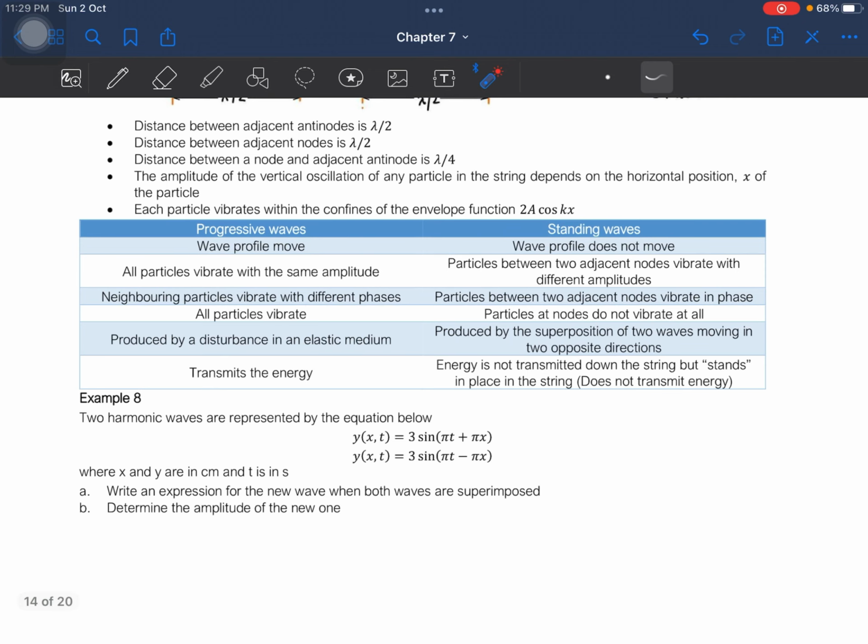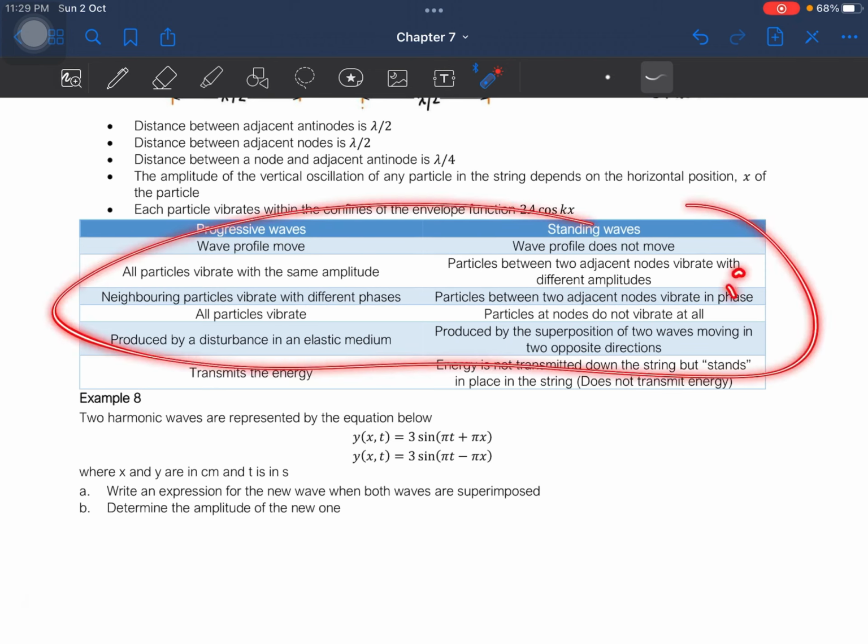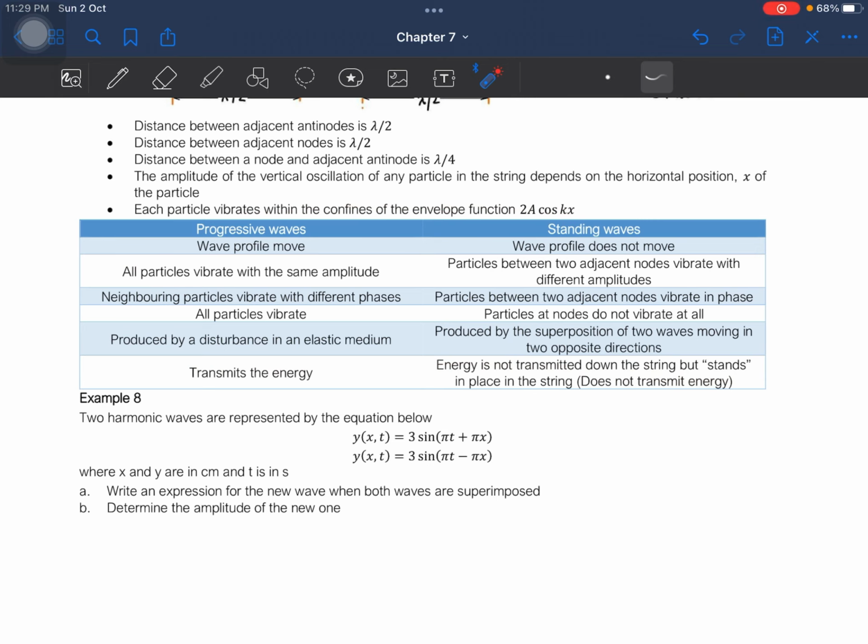Okay, so the difference between progressive and standing wave is shown here. You can just read this, very simple. Okay, now let us do example number 8.